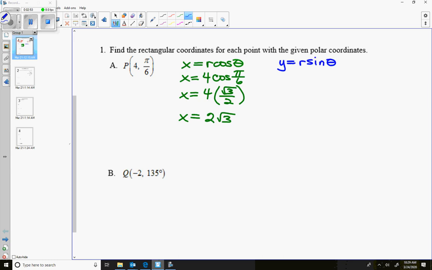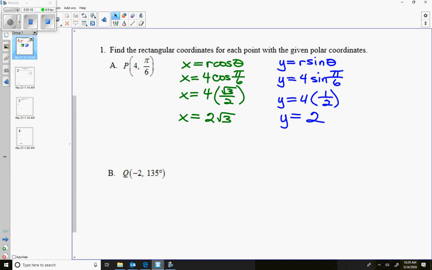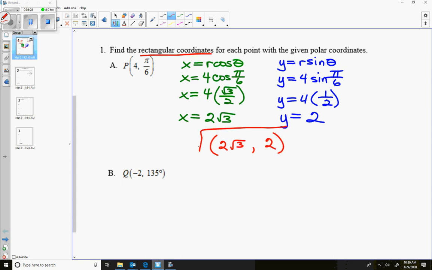Y is r sine theta. Again, it's still 4 sine of pi over 6. So what is the sine of pi over 6? And now that you know your x and y, again, it wants the rectangular coordinates. So x is 2 square roots of 3, y is simply 2 as your ordered pair, x comma y.